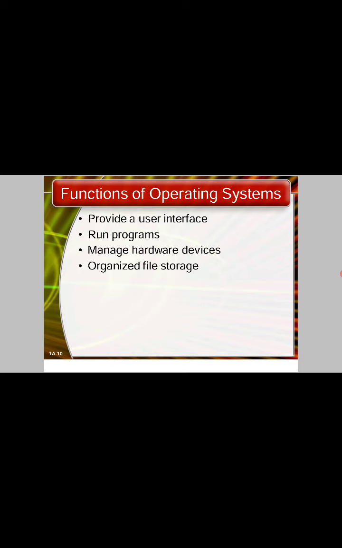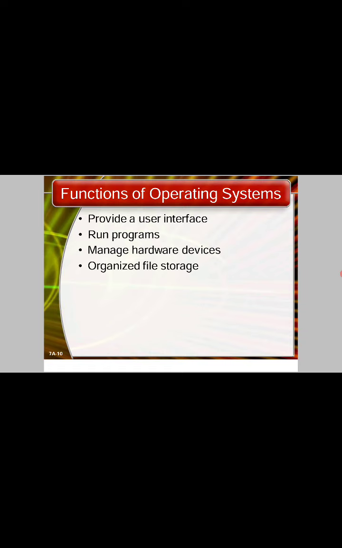So what are the functions or functionalities of the operating system? Provide a user interface, run programs, manage hardware devices, organize the file storages. Means they are used to create a user interface between the hardware and end user. And operating systems are mainly used to run programs, application programs, languages, softwares, and manage hardware devices.